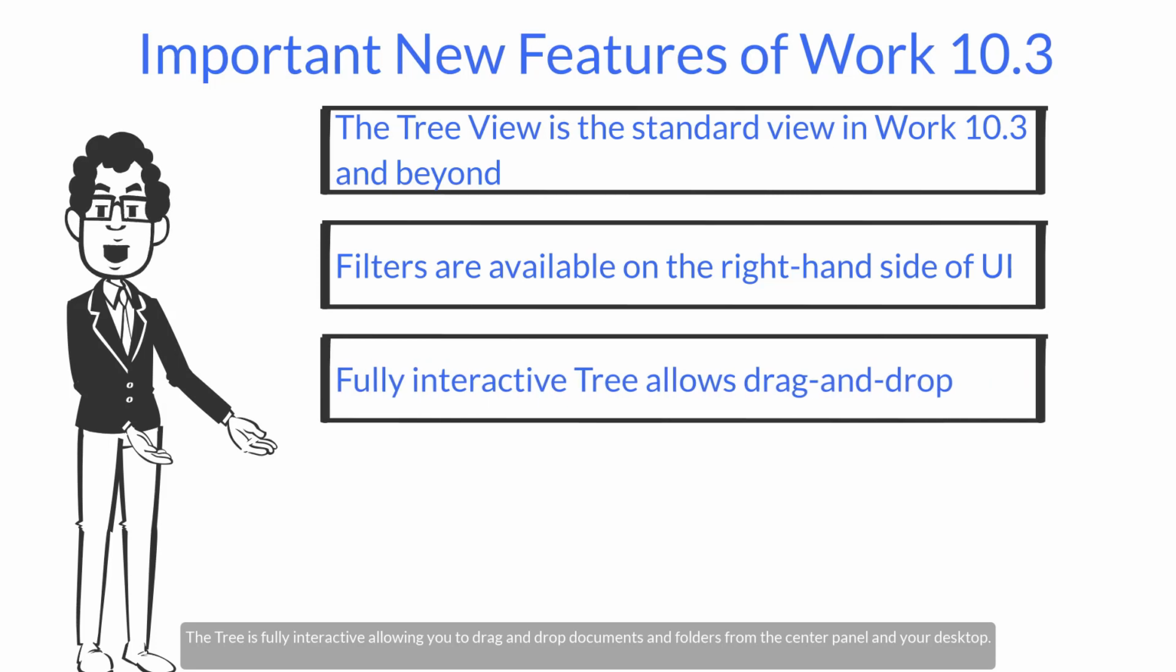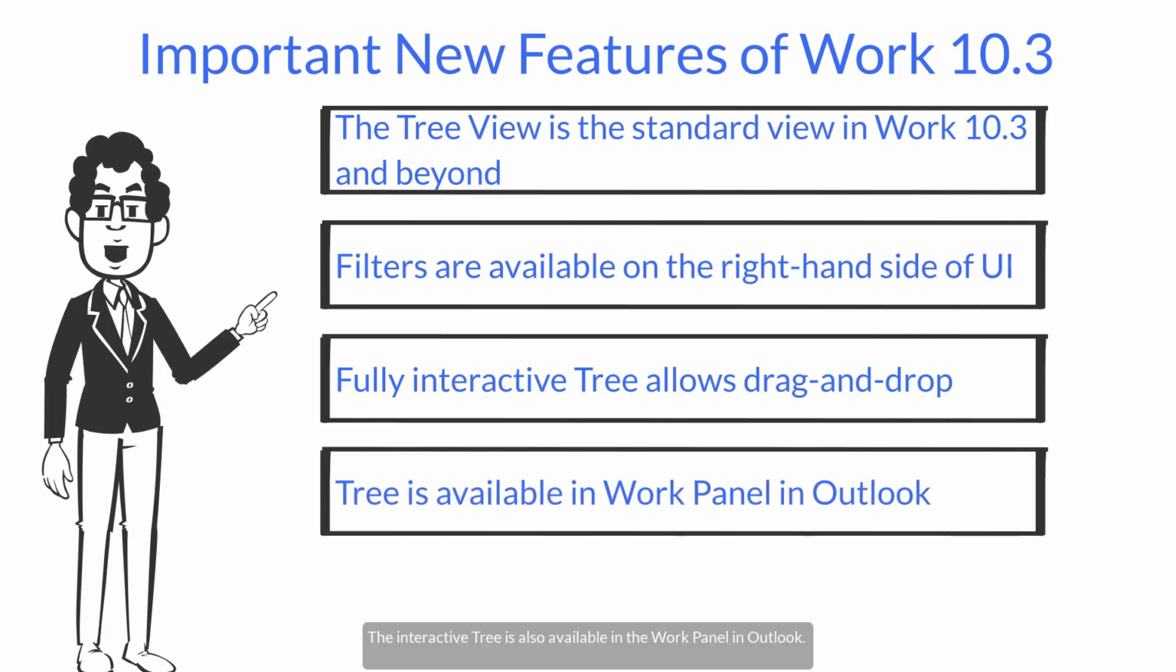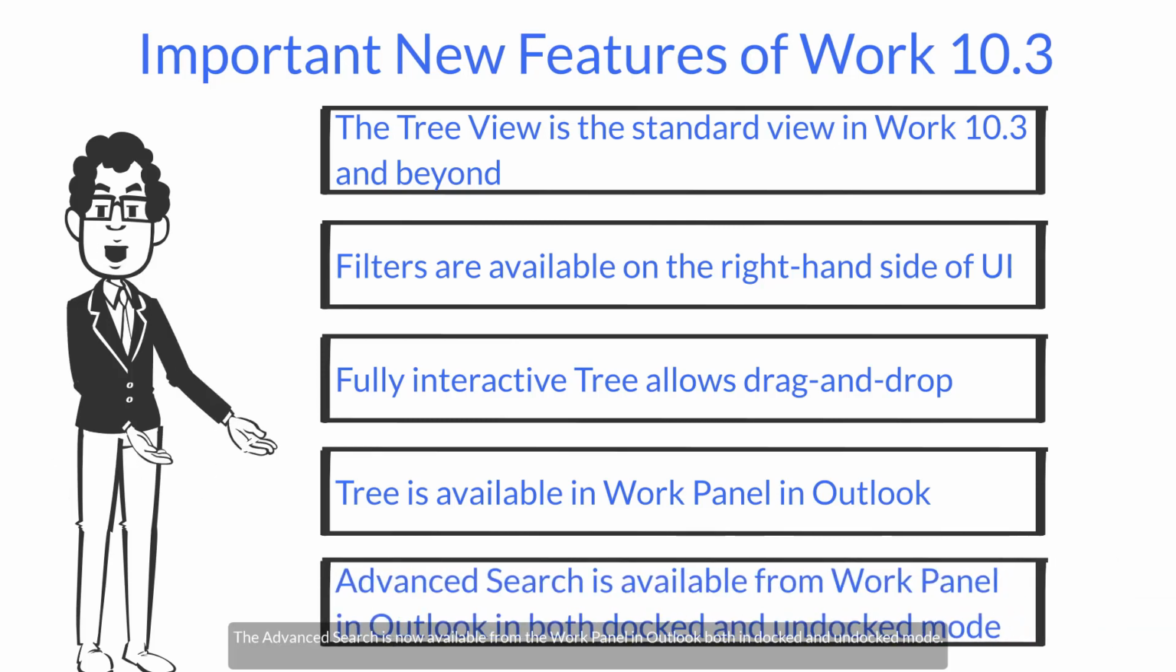The tree is fully interactive, allowing you to drag and drop documents and folders from the center panel and your desktop. The interactive tree is also available in the Work panel in Outlook. The advanced search is now available from the Work panel in Outlook, both in docked and undocked mode. Let's take a closer look.